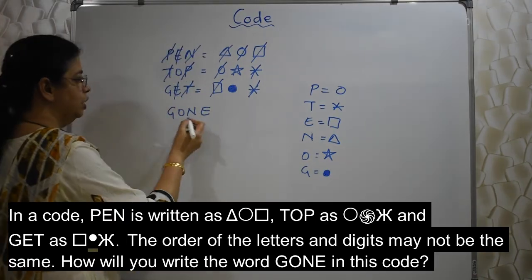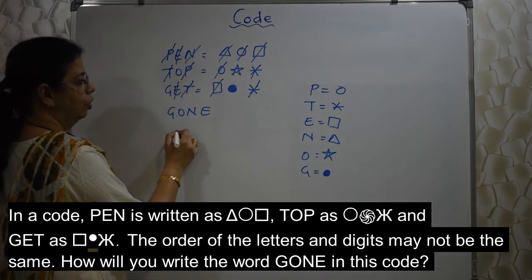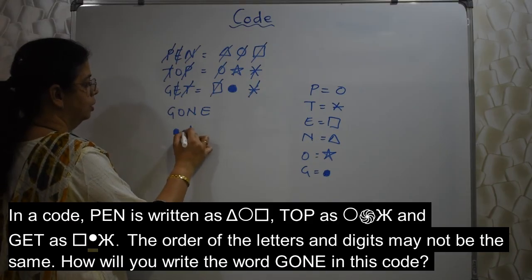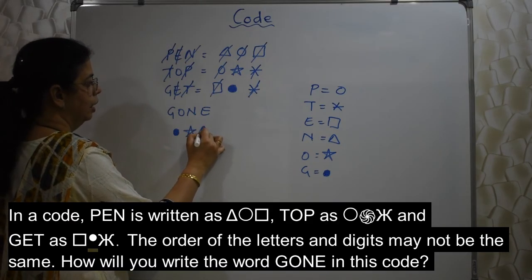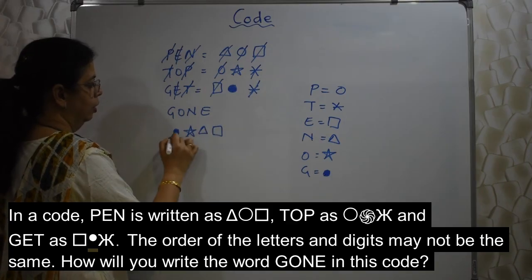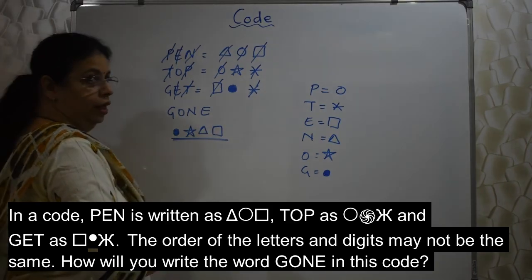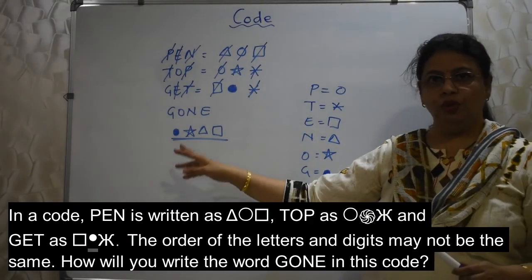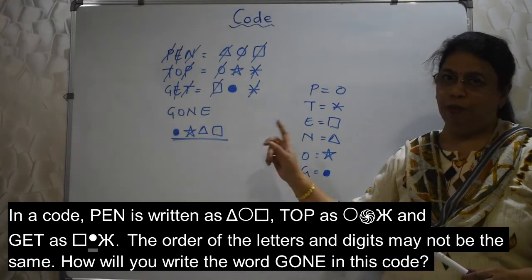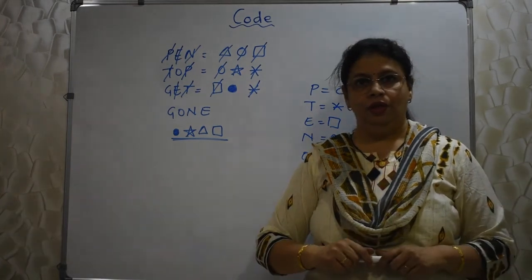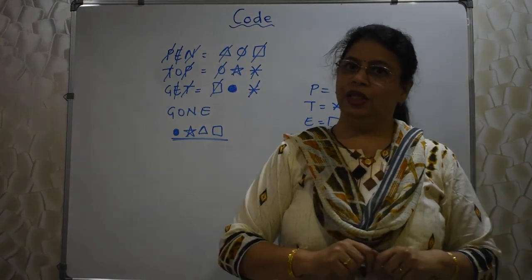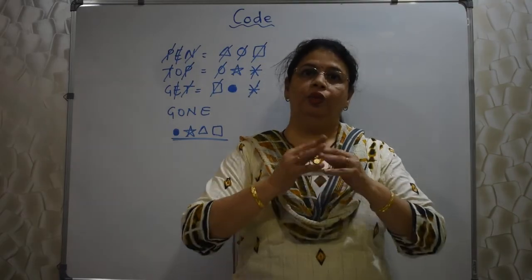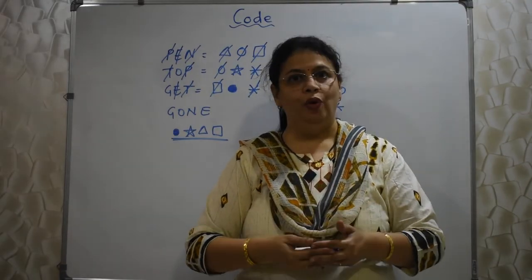Now very simple, GONE. G is this, O is star, N is triangle, E is square. So this should be your answer. In case the same order is not there as one of the options, you have to choose the option which has all these four symbols. Simple. So students, how interesting this topic is. You need to practice, then you will enjoy it more and more.